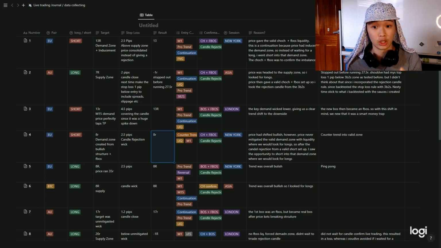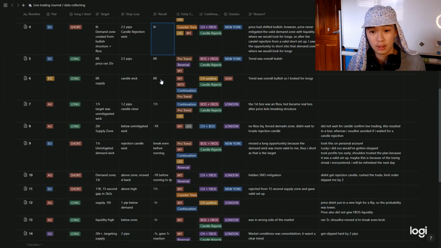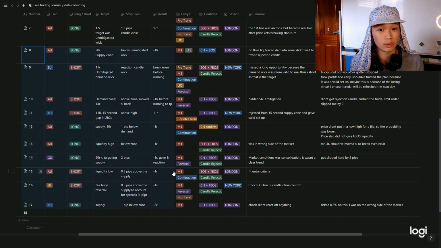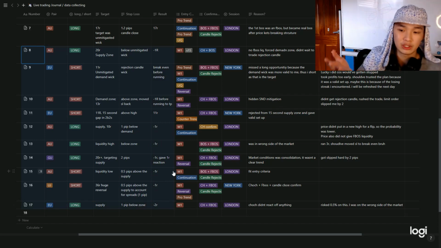Just 3 weeks ago, I was catching nearly 100R. I was catching every single trade. I was making a lot of money, especially on the personal account, the past 2 weeks, right? Let's scroll down. This is my live data collection. I had so many L's in a row. I don't know what the hell is going on, right? Nah, I do know. I want to explain to you guys what's going on.